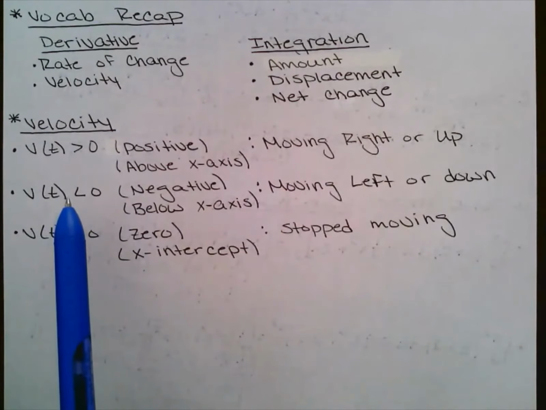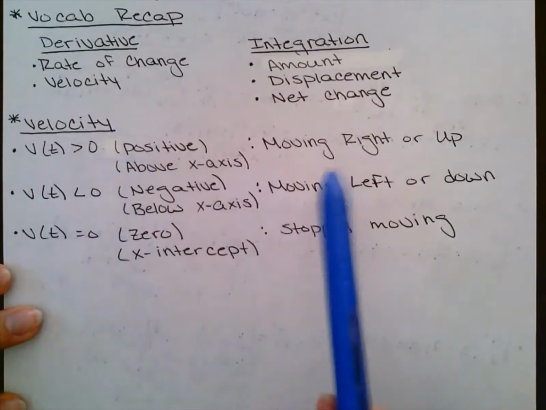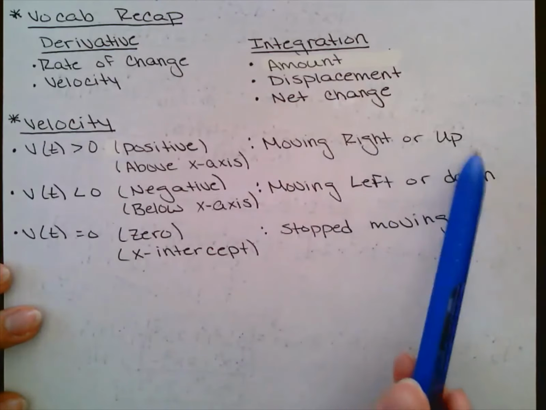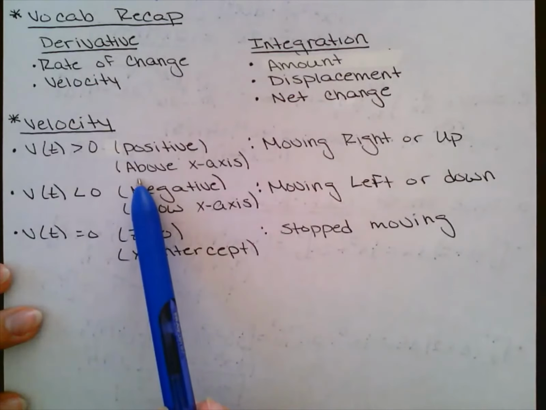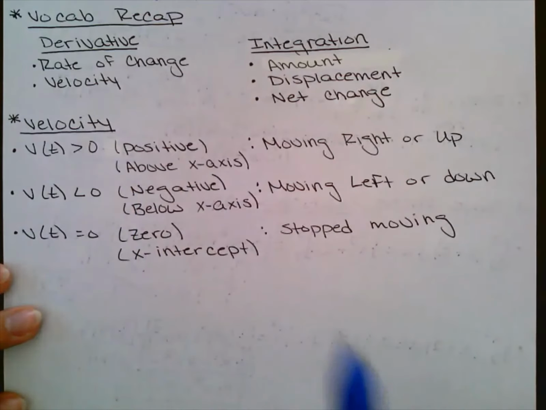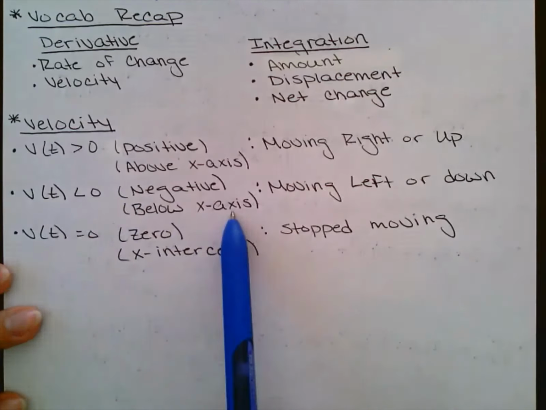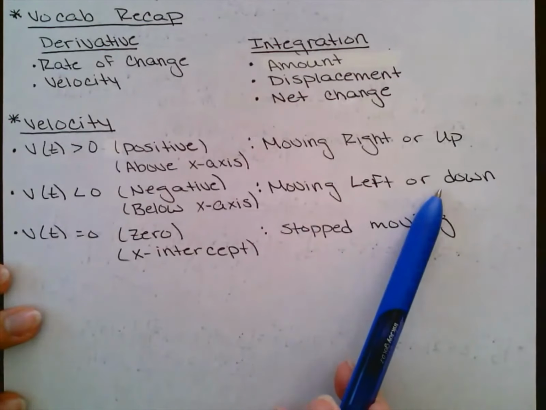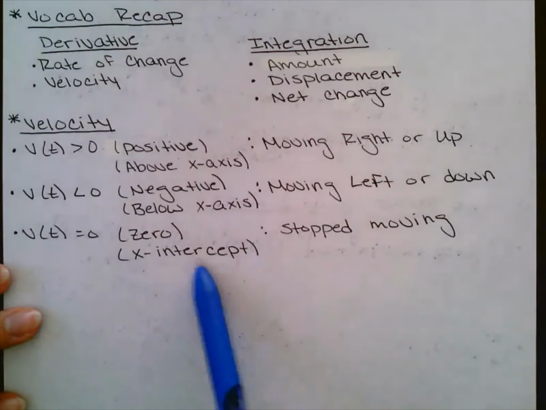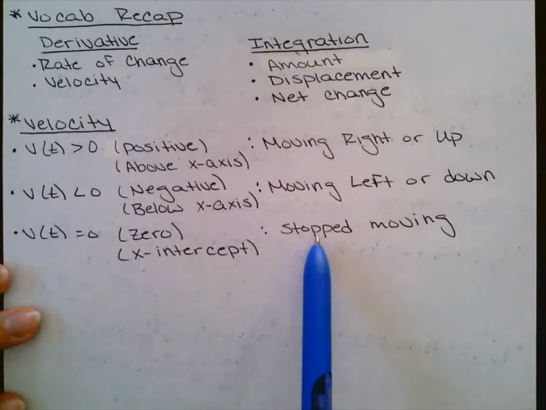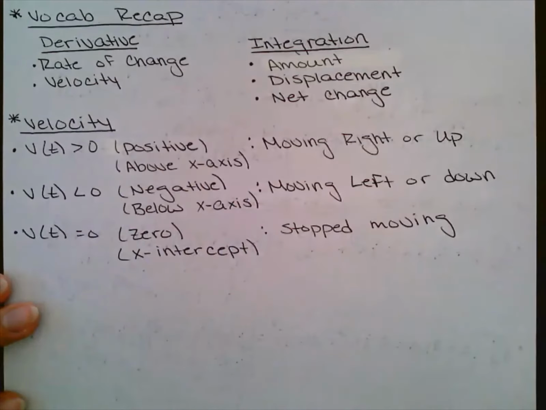Now some vocabulary that will be mentioned with velocity. If velocity is positive, greater than 0, then that means the object is moving to the right or moving up, okay? Now this is on a graph. Visually, it's seen by being above the x-axis. If my velocity is negative, we'll see that below the x-axis, it means I'm moving left or down, okay? And if my velocity equals 0, meaning an x-intercept on the graph, it means that my object has stopped moving. This is going to be huge when we start talking about motion soon. Make sure you get these notes down.